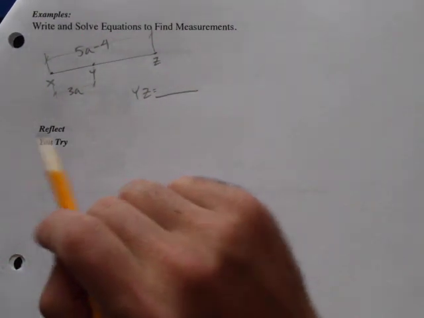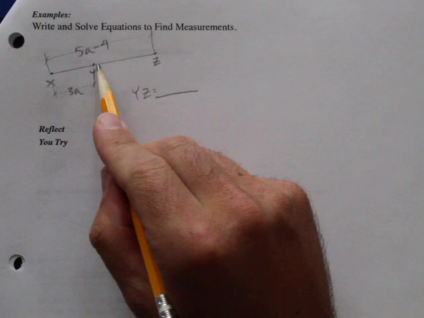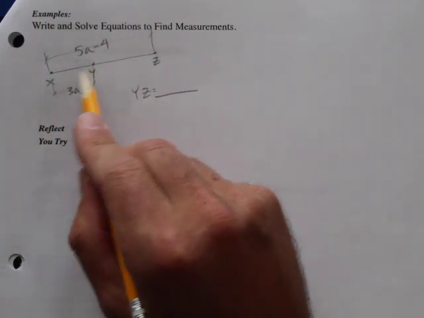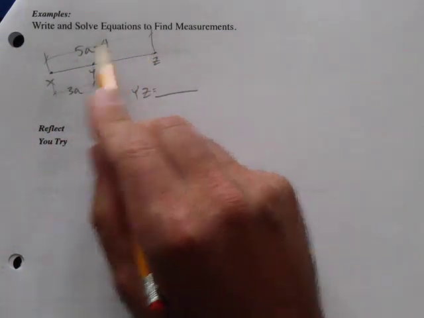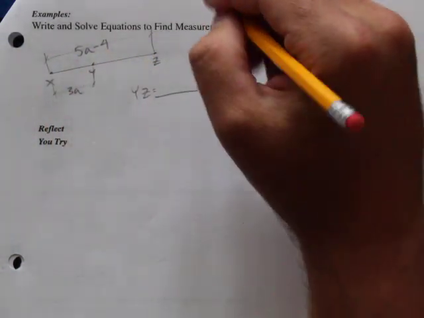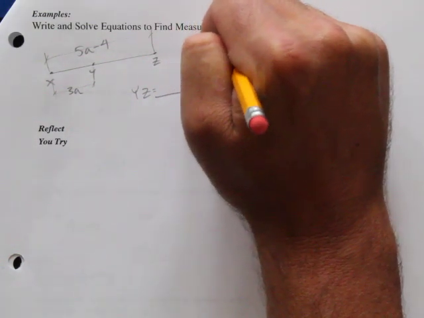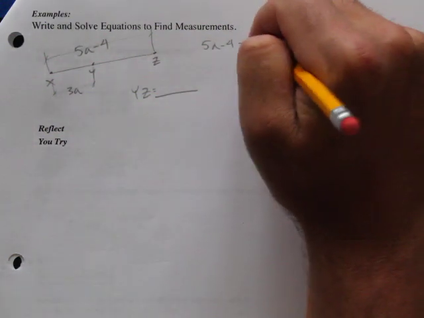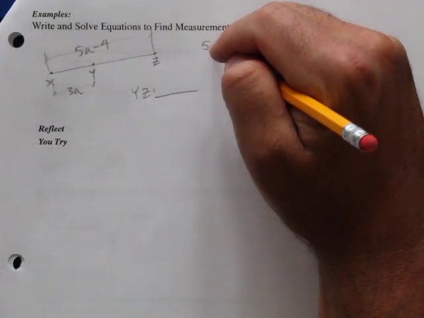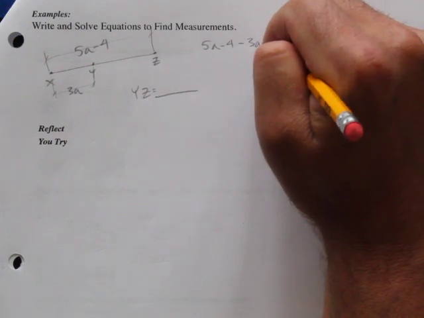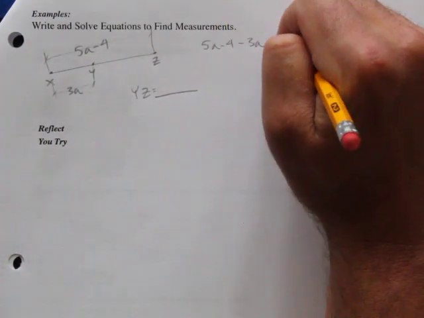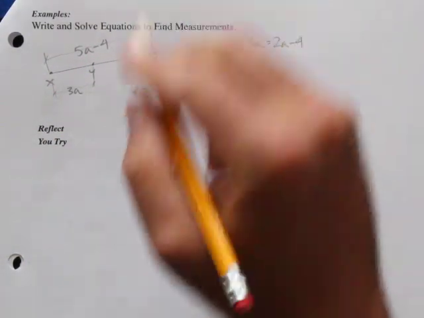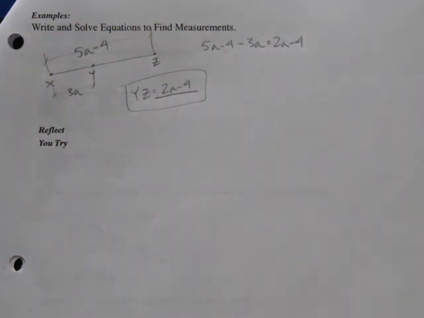So remember, from what we just did, if I want to find a small segment, a piece, I subtract the other piece from the whole. So I'm going to do that. I'm going to say 5A minus 4 minus 3A. And that's going to get me 5A minus 3A is 2A. And then I just have this negative 4 left over. 2A minus 4. Hey, that wasn't so bad. Now let's have you guys do one.